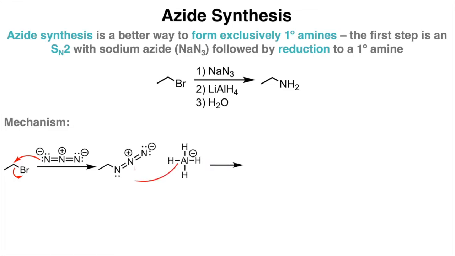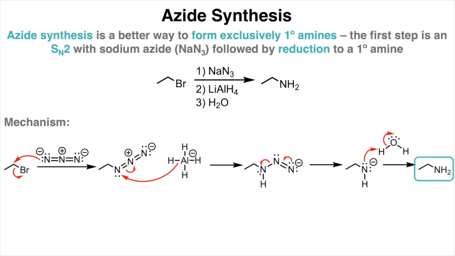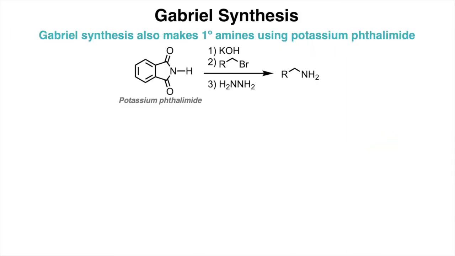Then one of the hydrogen-aluminum bonds attacks the nitrogen atom, and the pi bond forms a new lone pair on the middle nitrogen atom to form the following negatively charged intermediate. Then one of the lone pairs on the negative nitrogen forms a triple bond, and the nitrogen-nitrogen single bond becomes a new lone pair on NH. Then water comes in to protonate the negative nitrogen atom to form a primary amine.